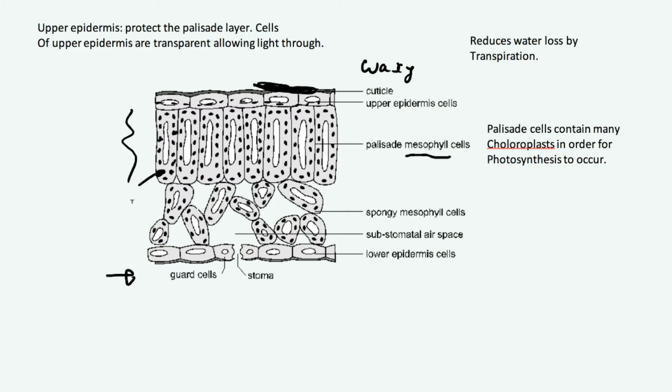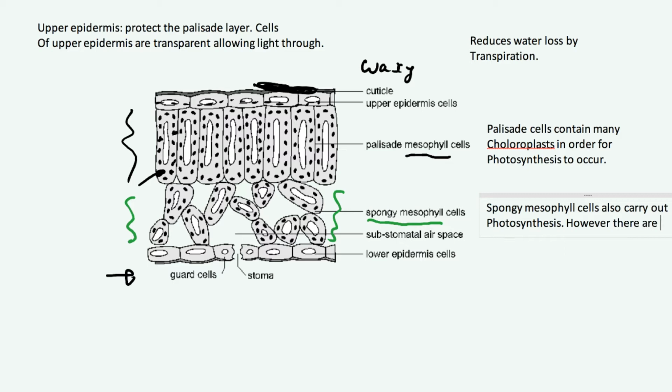Okay, so I'll carry on a different color just so that we can distinguish. Next we have this layer here, which is the spongy mesophyll, right? You'll notice that those cells also contain chloroplasts. However, there are gaps in between them. There aren't really any gaps in between the palisade cells, but the spongy mesophyll cells have massive air gaps in between them. Okay, so spongy mesophyll cells also carry out photosynthesis.